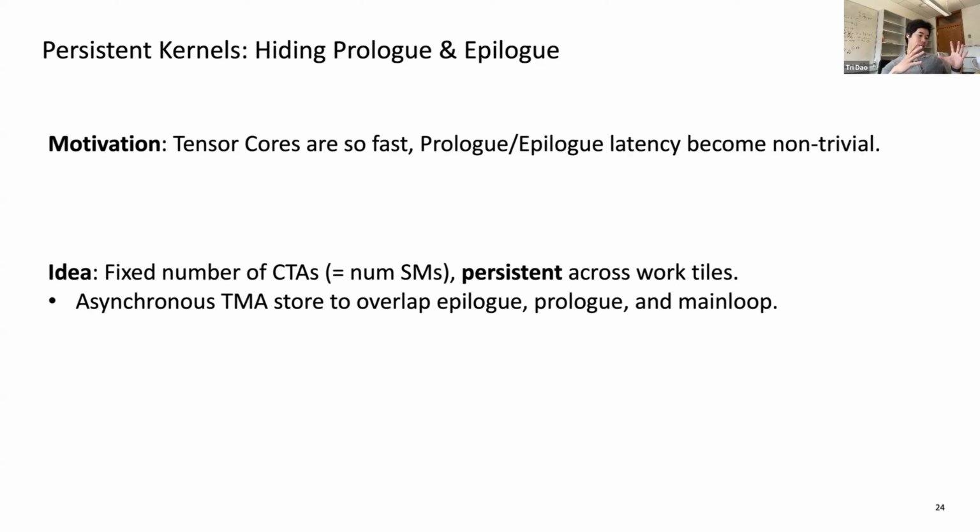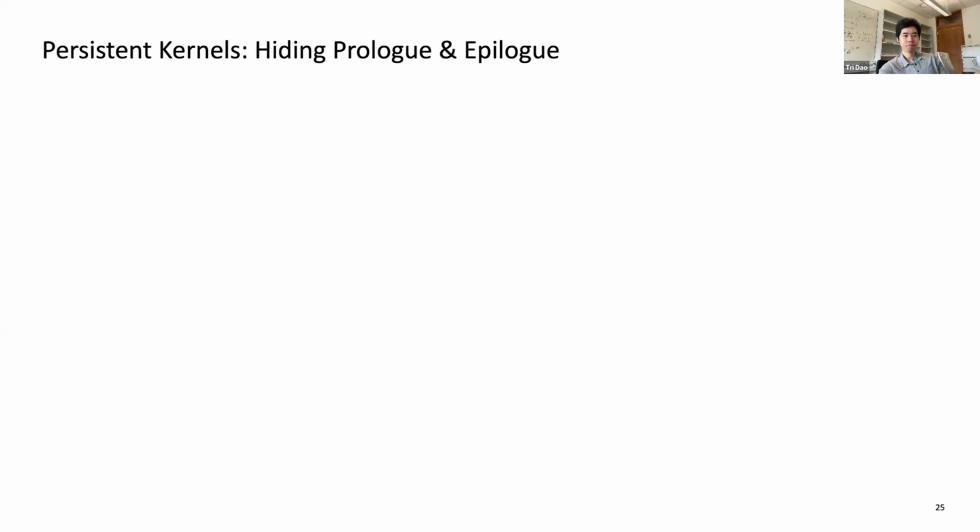And each CTA, or each thread block, is going to work on multiple pieces of work. And the idea is we're going to use asynchronous TMA to overlap the prologue and the main loop. So let's see how that works. In the work tile, you can think of it as one piece of parallel work. There's always some prologue, which is you first need to load the query, and first need to load the key and value block, right?